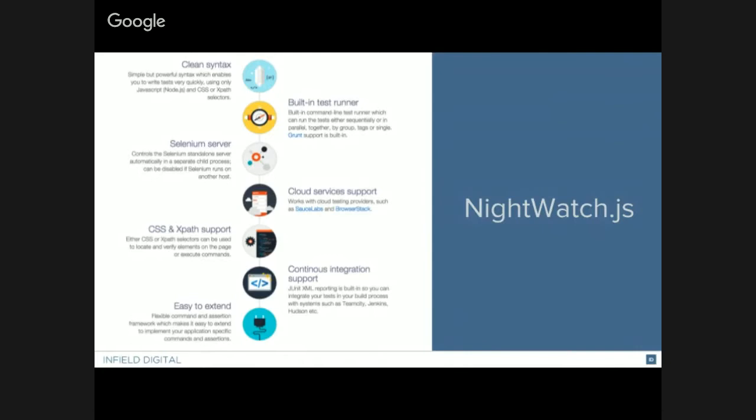Selenium and cloud services support, of course. That's one of the main features. And it has JUnit XML reports as an output, which makes it really friendly for integration with continuous integration systems, for instance, or other systems. And at the end of the day, it also has reusable and extendable custom commands and assertions, which is also a big plus for us, and one of the reasons why we chose this framework.